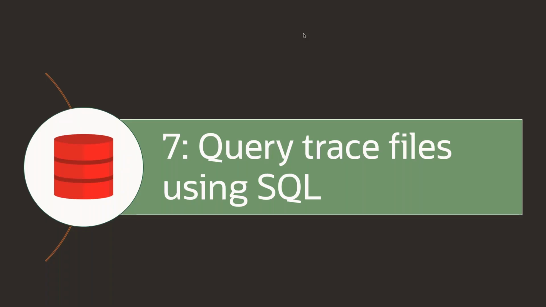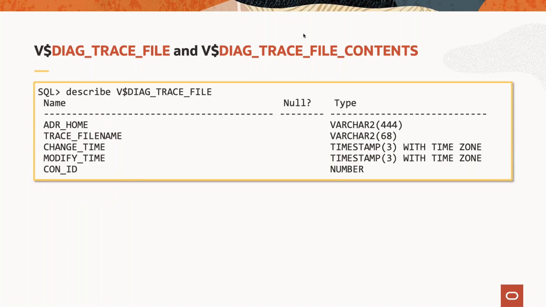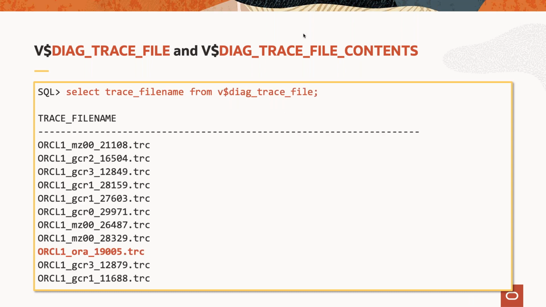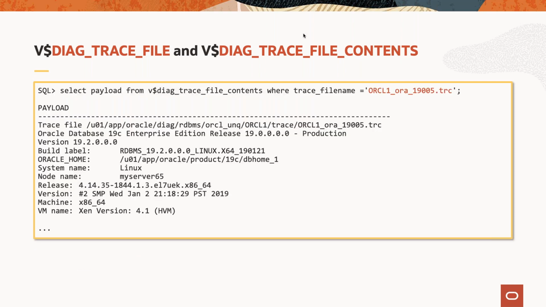Tip number 7. Many times DBAs don't know that you can actually query trace files directly using SQL. You don't have to get out of the SQL*Plus prompt. You can say describe V$DIAG_TRACE_FILE, and you can see all the fields for this. Then there's another view called V$DIAG_TRACE_FILE_CONTENTS. What you can do with this is select and see all the trace files that are on your system. Now out of this, I can directly select the output of a log file and see the payload output of it on my screen.